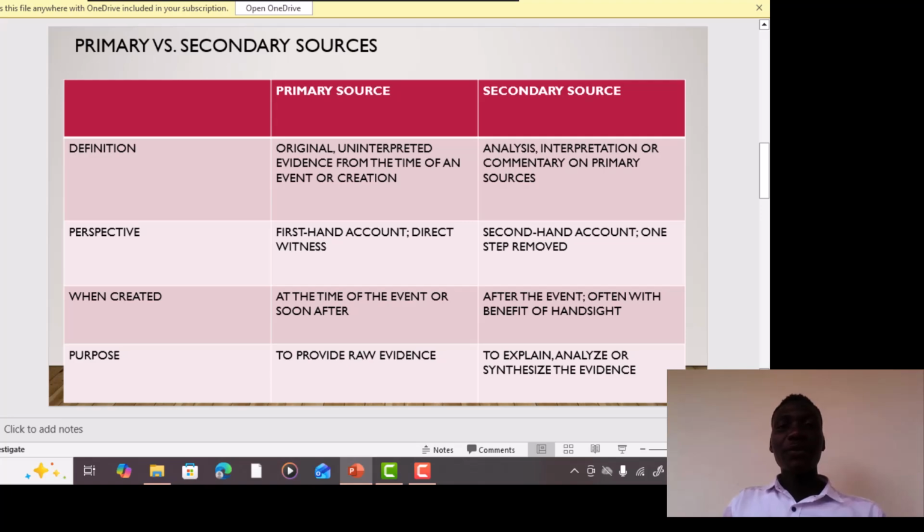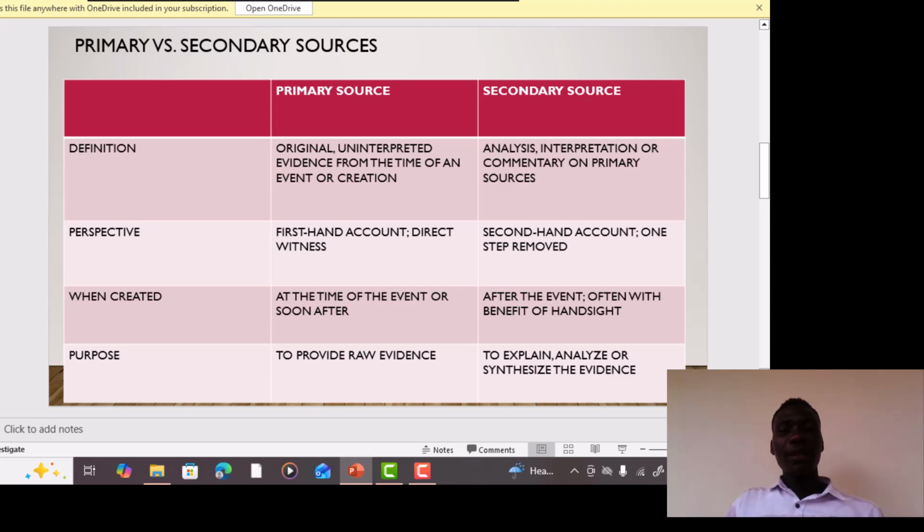So what am I trying to say? With secondary information, it's all about the backup of primary information. They try to give detailed information about primary information. As earlier mentioned, primary information is original evidence from the time of an event or creation. It's something very original, with no editing, but secondary information is all about editing what has been got from the primary information.